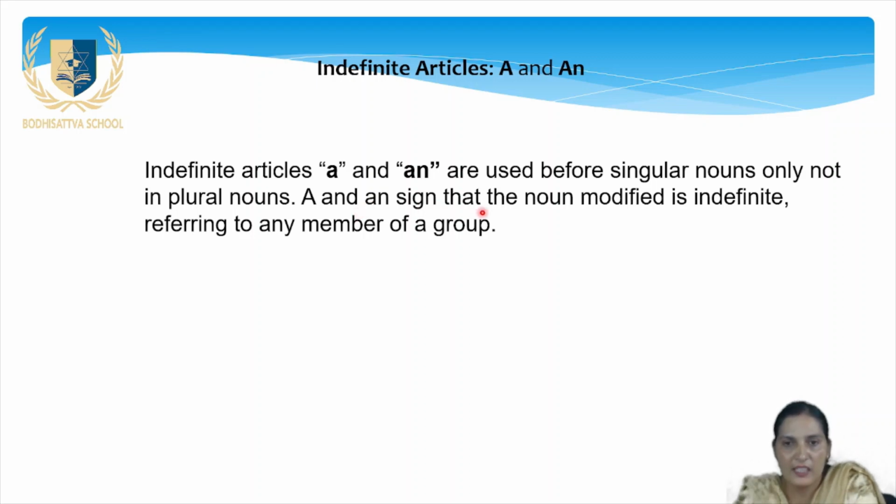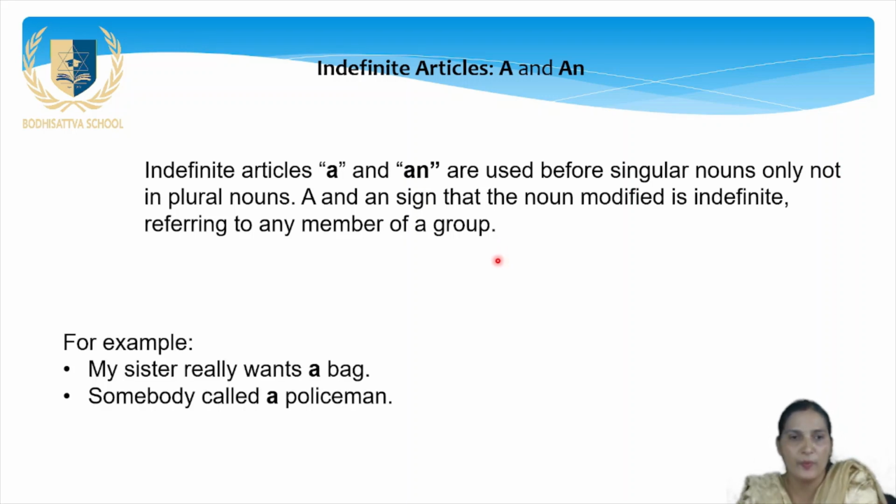A and an signal that the noun it modifies is indefinite, referring to any member of the group. A and an signal that the noun they modify is indefinite and they only refer to a group. For example, here are two examples. Now we can look at them.